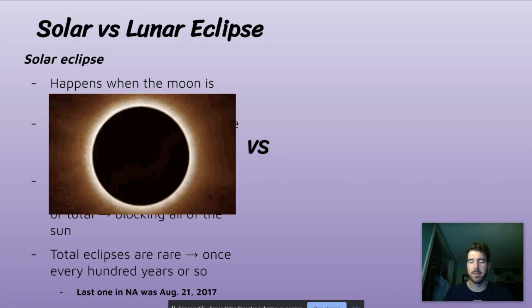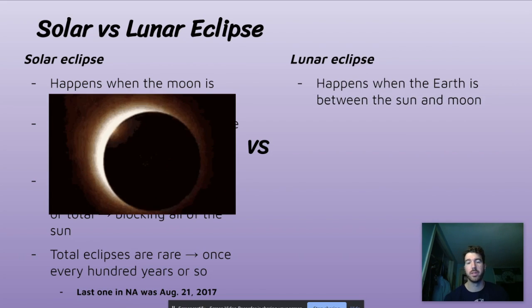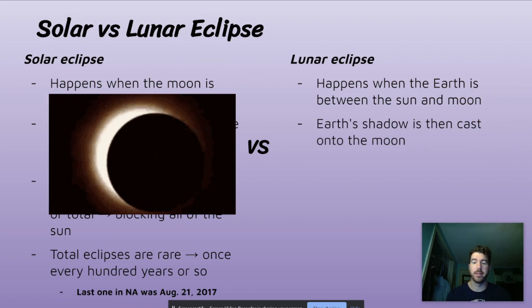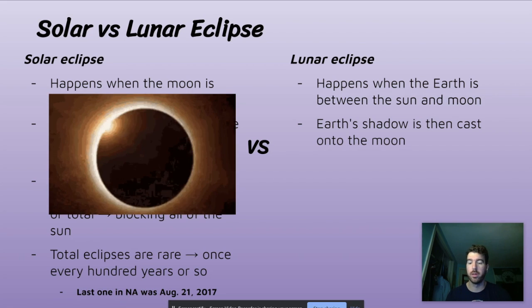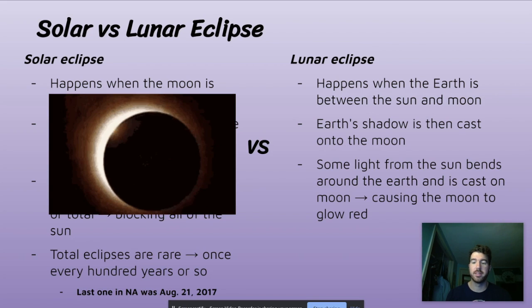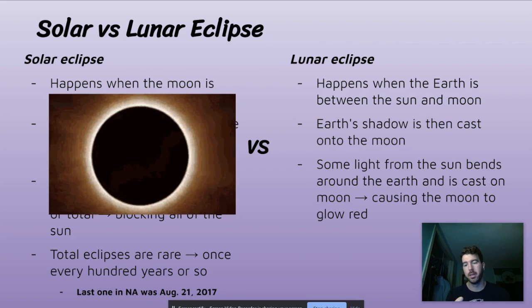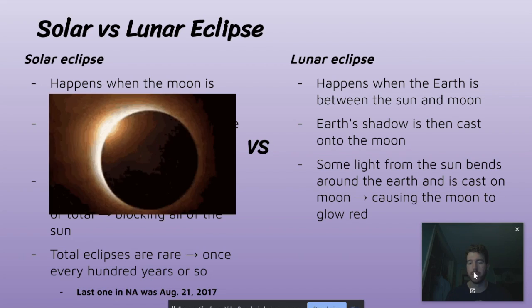All right, and last but not least, the final type of eclipse we're going to talk about is the lunar eclipse. So this happens when the Earth gets between the sun and moon. So now the Earth is blocking light from the sun, and it casts its shadow onto the moon. That being said, some of the light from the sun, because the Earth is round, bends around the Earth, which casts an eerie red glow onto the moon.